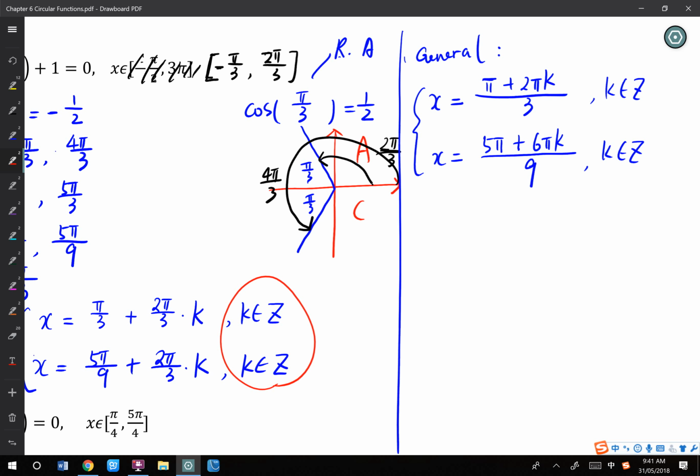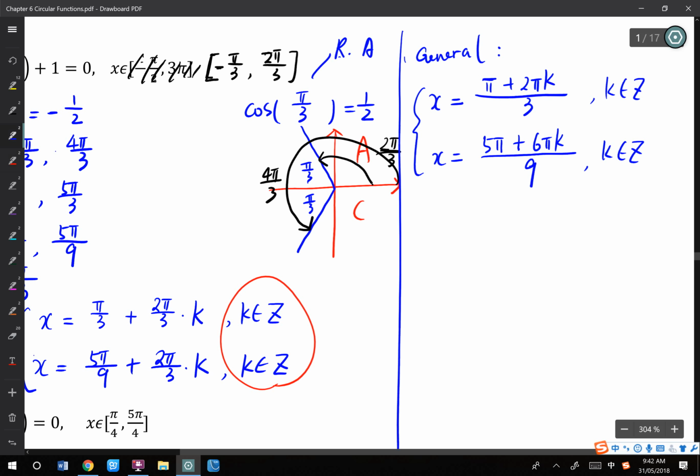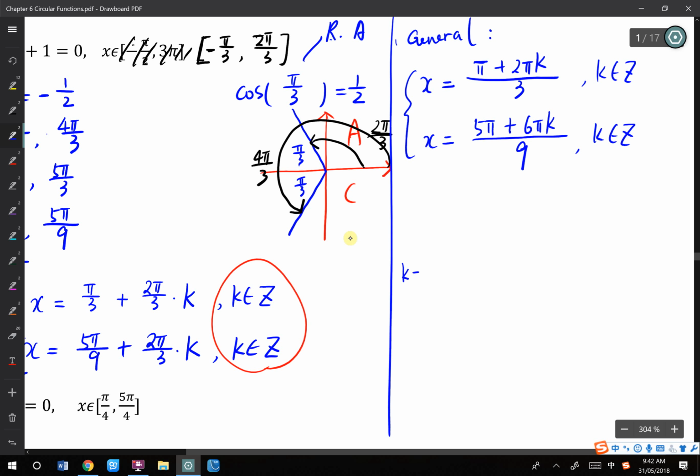Okay, now is the trial and error. Well, it's not really trial and error. You put in different k values to get values within that domain. So I will start with k equals 0. That's where I start. Make k equals 0, so x will be pi over 3 and 5 pi over 9.